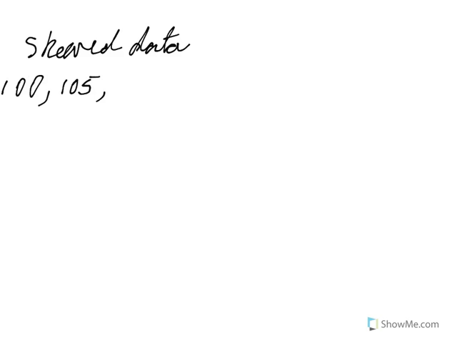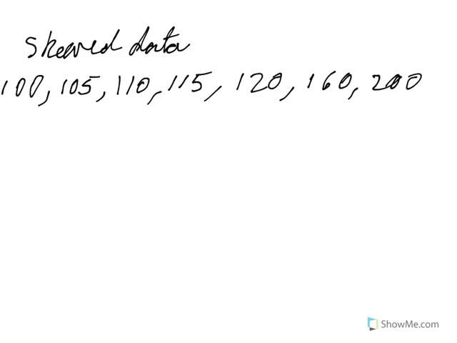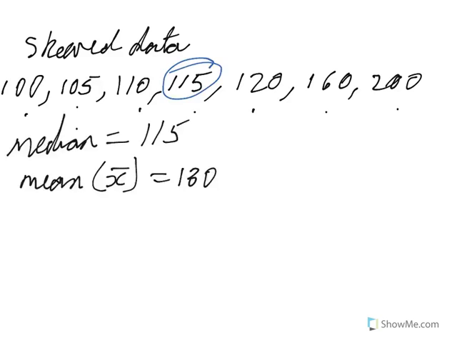Alright, let's look at now one where we've got some skewed data. Again, I'll put it in order. 15, 120, 160, and 200. So you can see here, 1, 2, 3, 4, 5, 6, 7 bits of data.